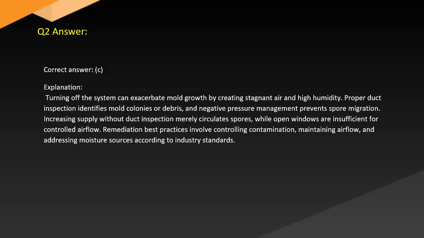Answer. Correct answer: C. Explanation. Turning off the system can exacerbate mold growth by creating stagnant air and high humidity. Proper duct inspection identifies mold colonies or debris, and negative pressure management prevents spore migration.